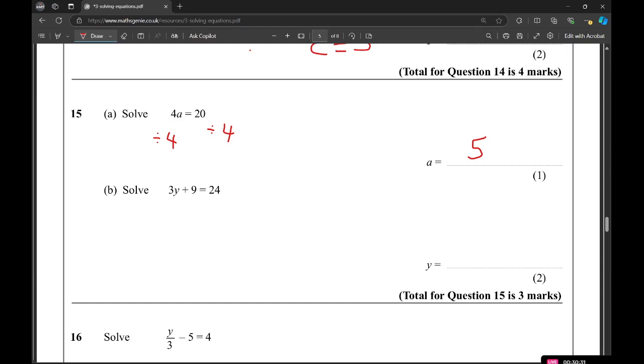Next one, solve 3y plus 9 equals 24. I'm going to subtract 9 on both sides to balance each side. We have 3y is equal to 24 minus 9, which would be 15. Hello, Stefan, welcome. Hello, Pac-Man. Divide by 3 on both sides. 15 divided by 3 is 5. So y equals 5 is our answer.